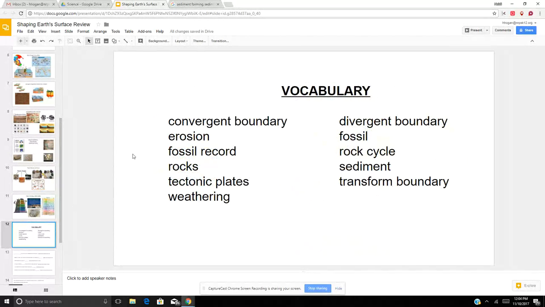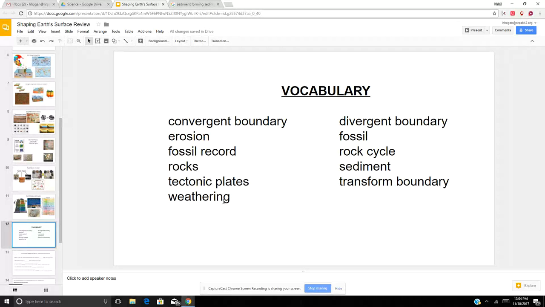Okay. Now, this is our vocabulary that I kind of reviewed through all the pictures and background information. We talked about the convergent, divergent, and transform boundaries of the plates. And that's plate tectonics or plate movement. And we talked about convergent is when they are pressed together. Divergent is when they are pulled apart. And transform is when they slide.